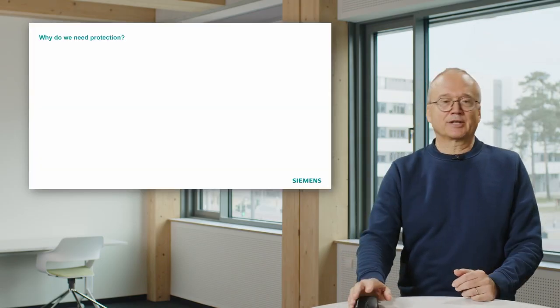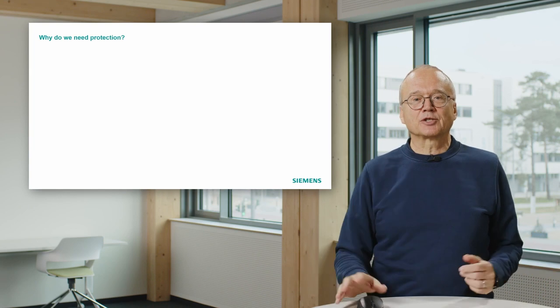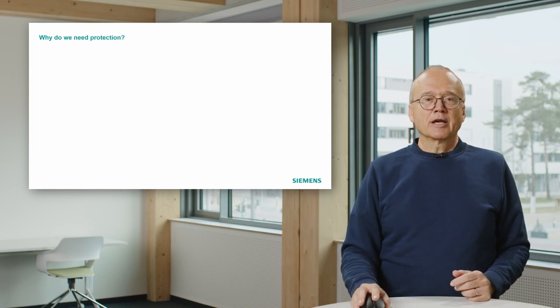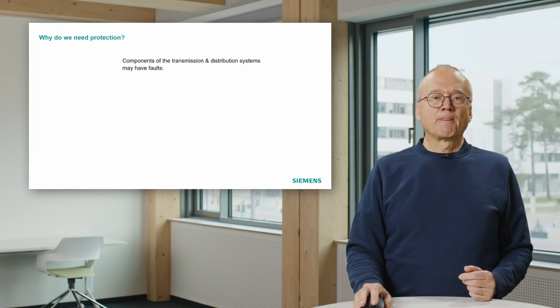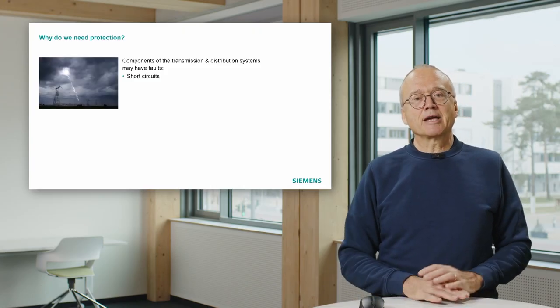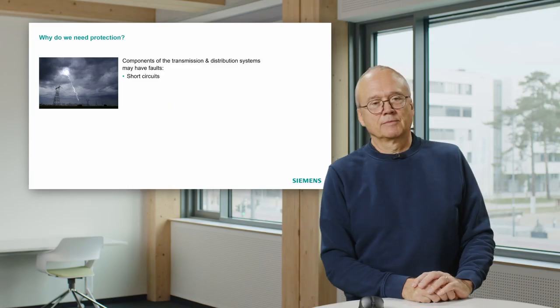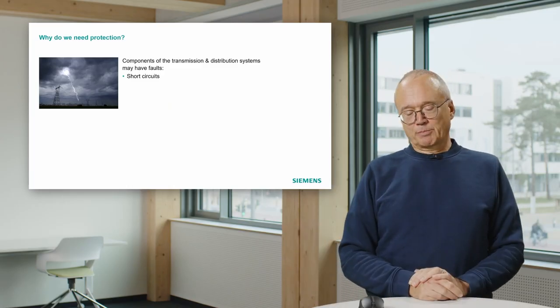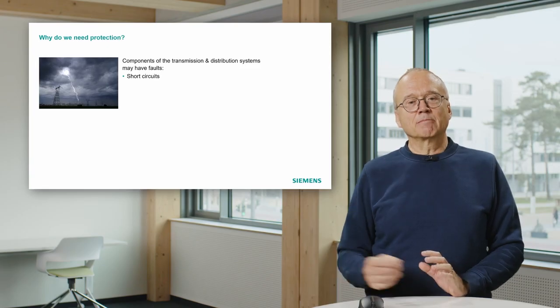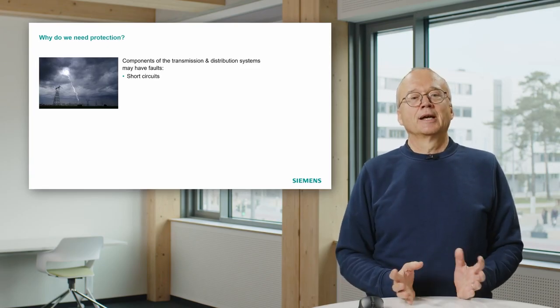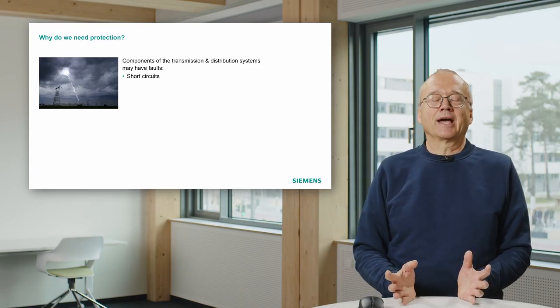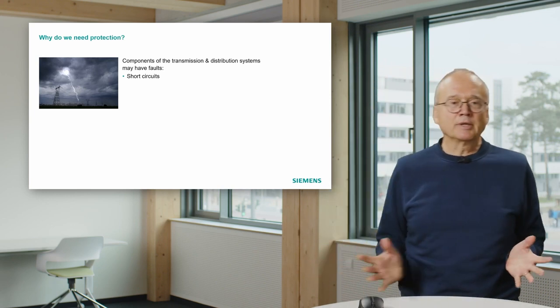Why do we need protection? Against what does protection protect? If we look into our systems, components may have faults. You see here a nice photo of a thunderstorm hitting a substation, and it may start a short circuit in a substation. Another event could be street works, for instance, hitting a medium voltage cable in the street and also generating a short circuit there. That means short circuits will happen.